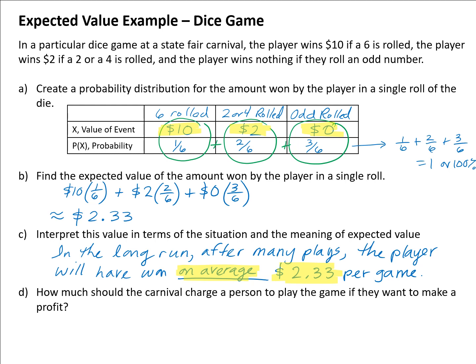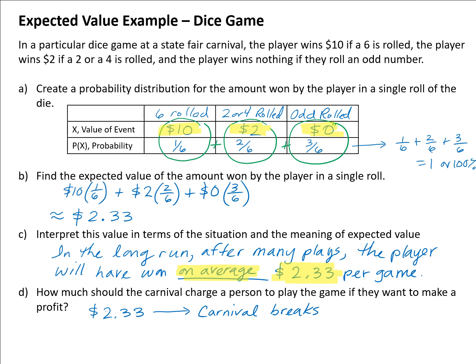Now, where this is useful to the casino is they can calculate this average winning for the player and they can decide how much to charge a person to play the game to make sure they make a profit. If they were to charge $2.33 to play the game, the casino would break even, or the carnival would break even. In other words, they would give out as much money as they're bringing in.